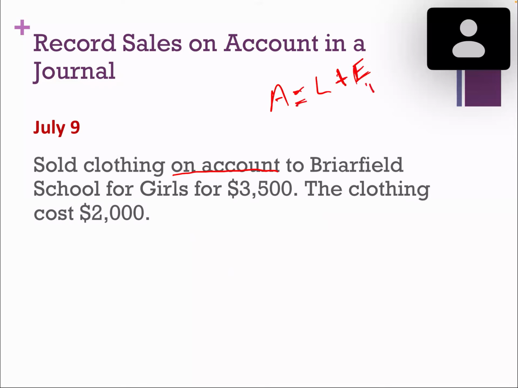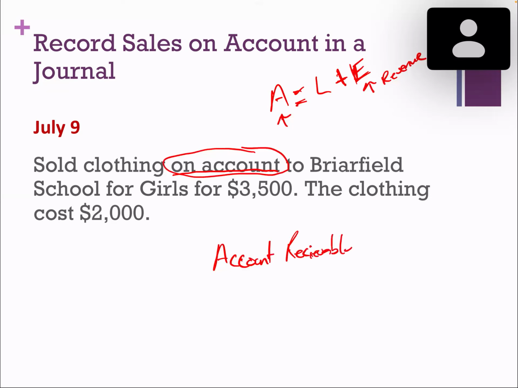We know that our revenue is going up, right? Which means our equity is going up. And then our assets are going up. It's just not cash this time because it's on account. And so instead, they owe us money, right? So what we call that is a receivable. So our asset is accounts receivable. And that will be 3,500.